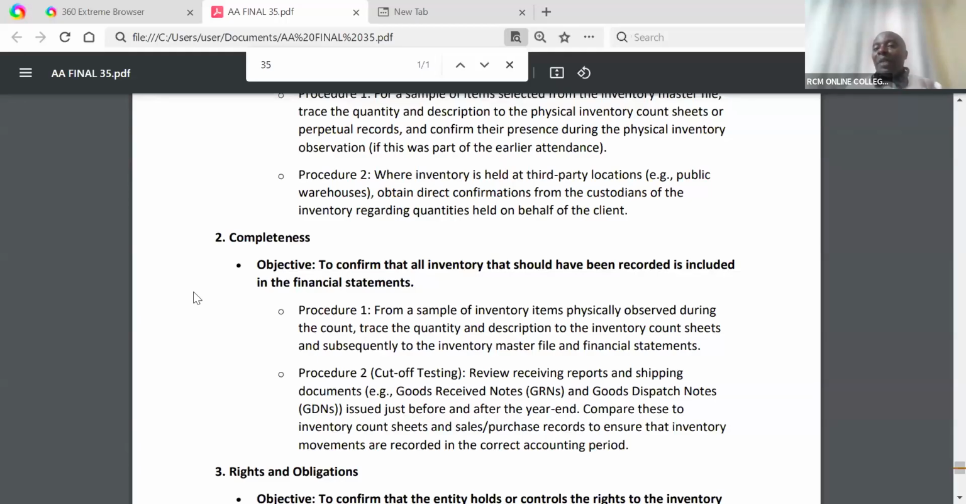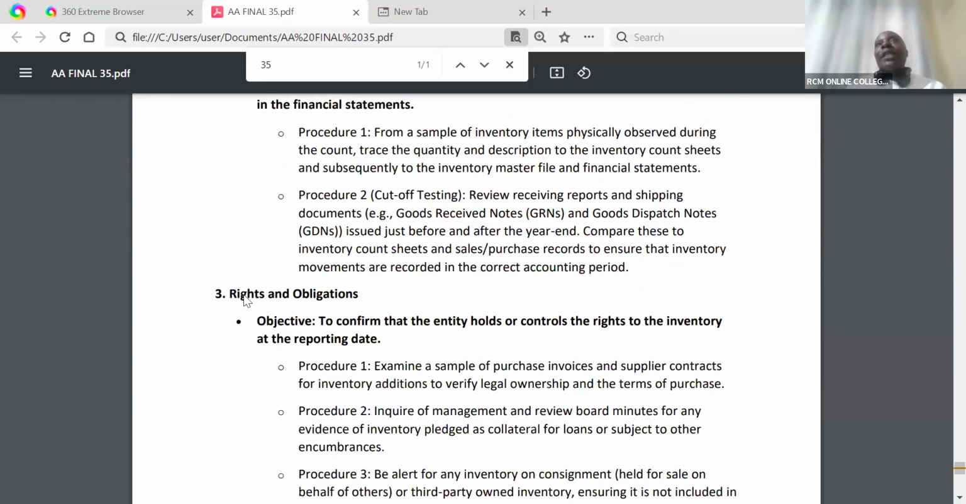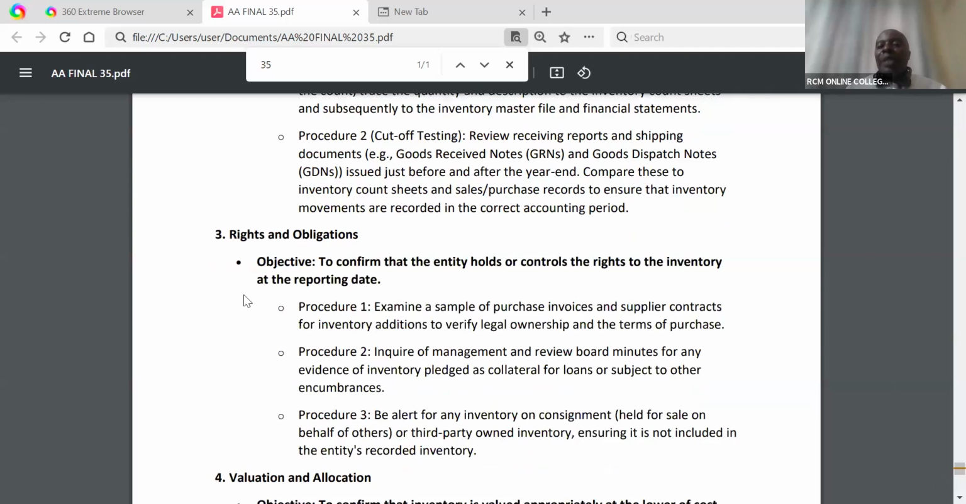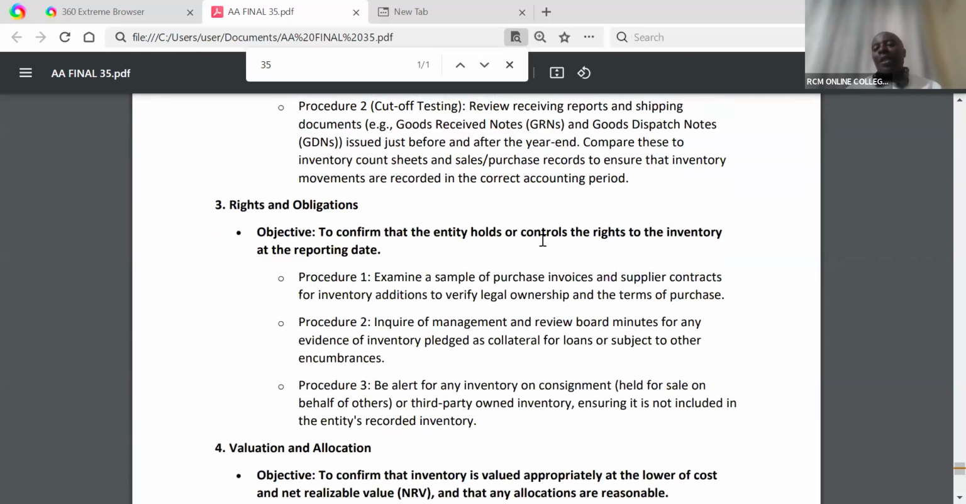So completeness: the inventory items that we expected to have at the end of this year, have they been captured completely? Very, very important. Then we have number 3, rights and obligations. Rights, of course, here we are looking at: are these inventory items for sure ours? The objective is to confirm that the entity holds or controls the rights to the inventory at the reporting date.